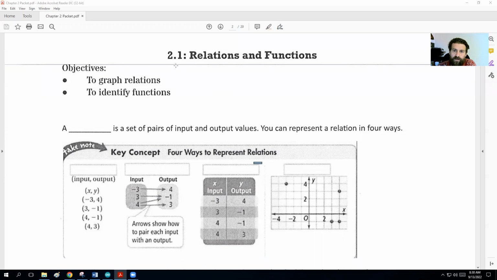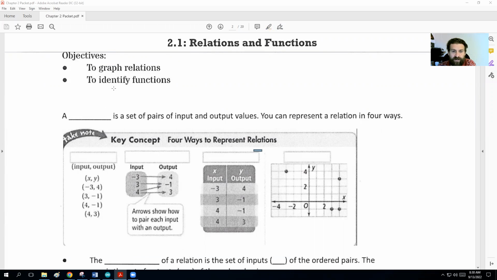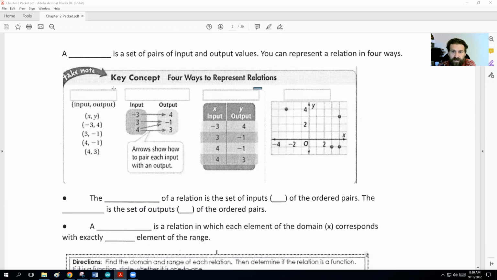So in 2.1, we're going to be looking at what are known as relations and functions. Our goal is to be able to graph relations and identify whether they are functions. First off, a set of pairs of input and output values is called a relation. That's a vocab word for us. We're going to have an input and output value.